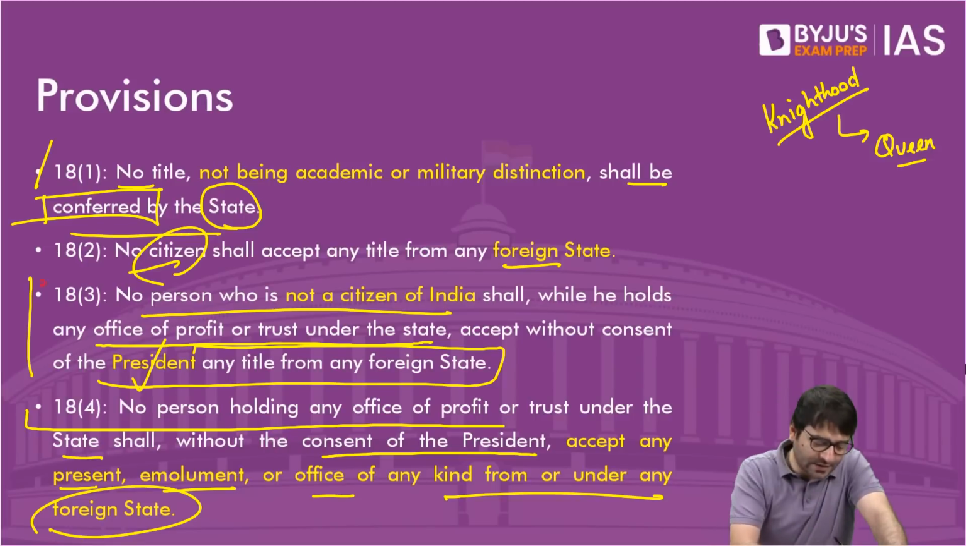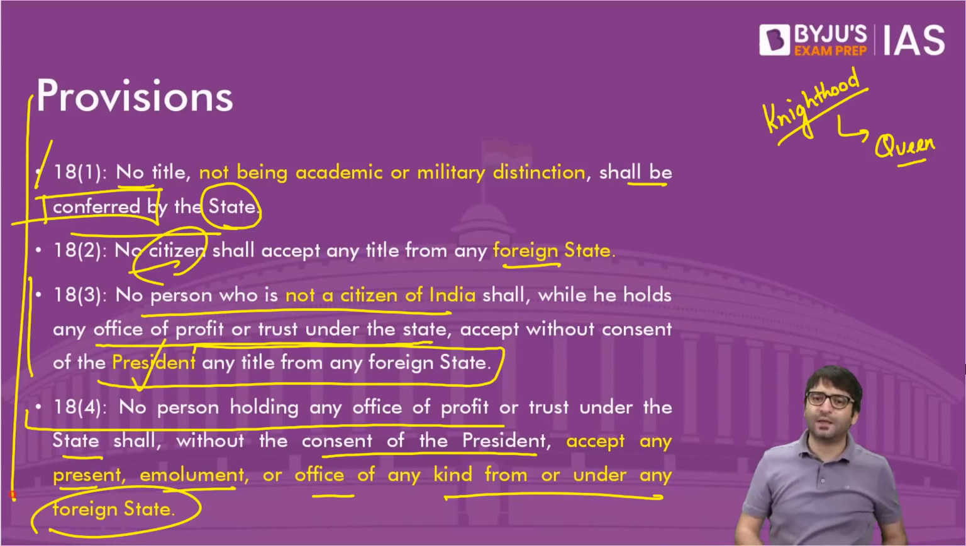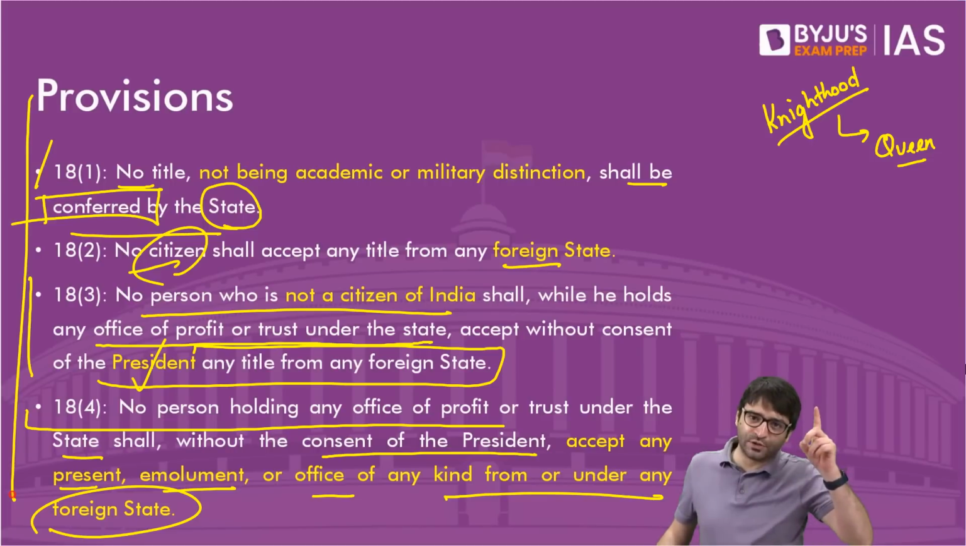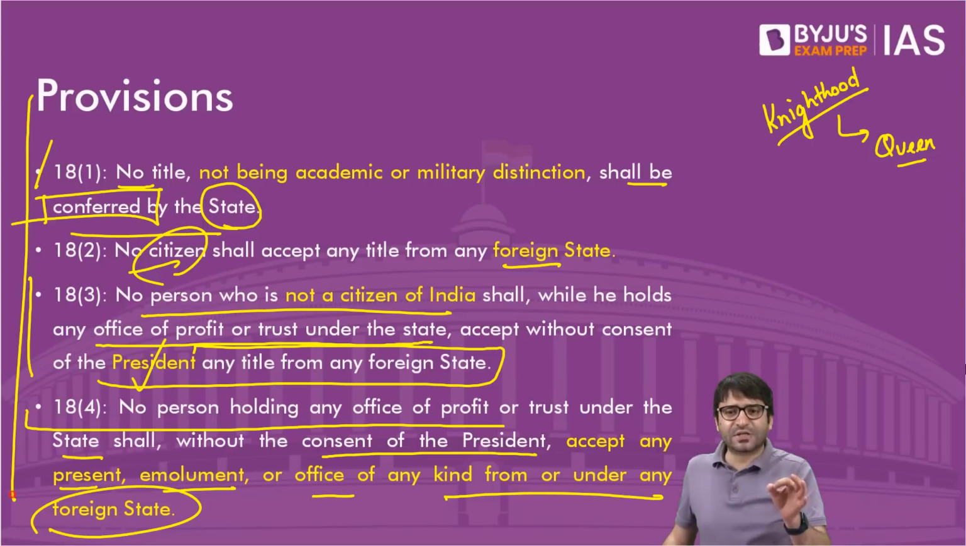That is Article 18 of the Constitution. So Article 18 talks about abolition of titles. Titles, the way they were awarded during the colonial period, no such title can be conferred by the state, except academic titles and military titles. And no citizen can accept title from a foreign state under any circumstance.